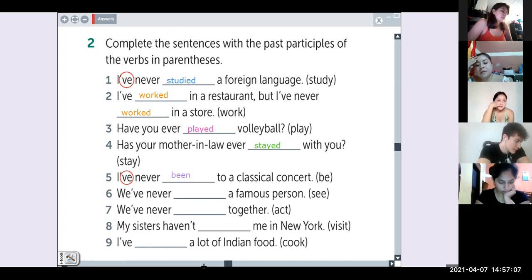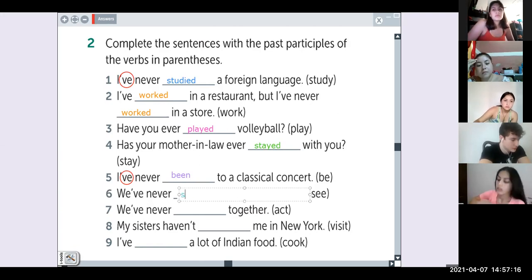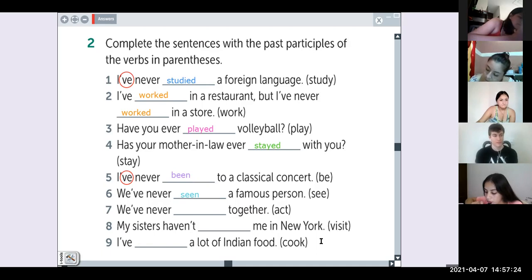Sentence number 6. We've never seen a famous person. Okay. We've never seen a famous person. Okay. Let's go with number 7. Dariana, please.